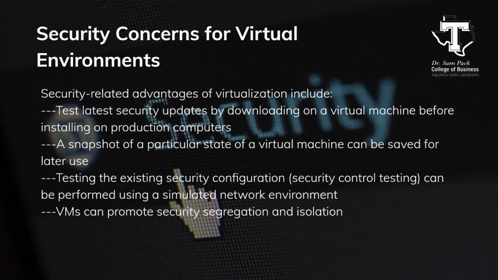Virtualization has some pretty cool security perks. Safe testing. You can try out new security updates on a virtual machine first, so you're not risking your main systems. Snapshots. Save a virtual machine state at any point, so you can roll back if something goes wrong. Security testing. Test your security setup in a simulated environment before going live. Segregation. Keep different environments and apps separate to boost security.